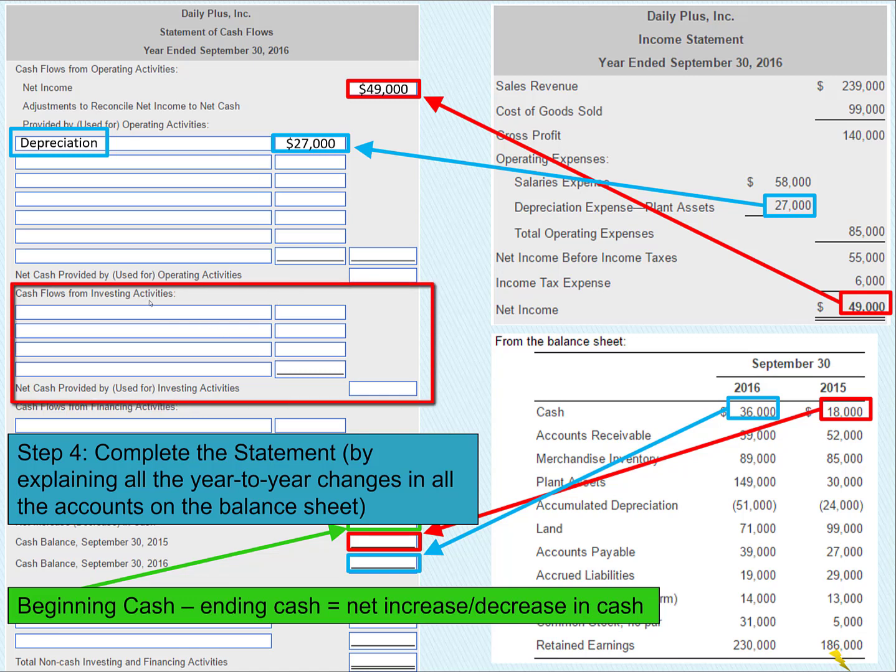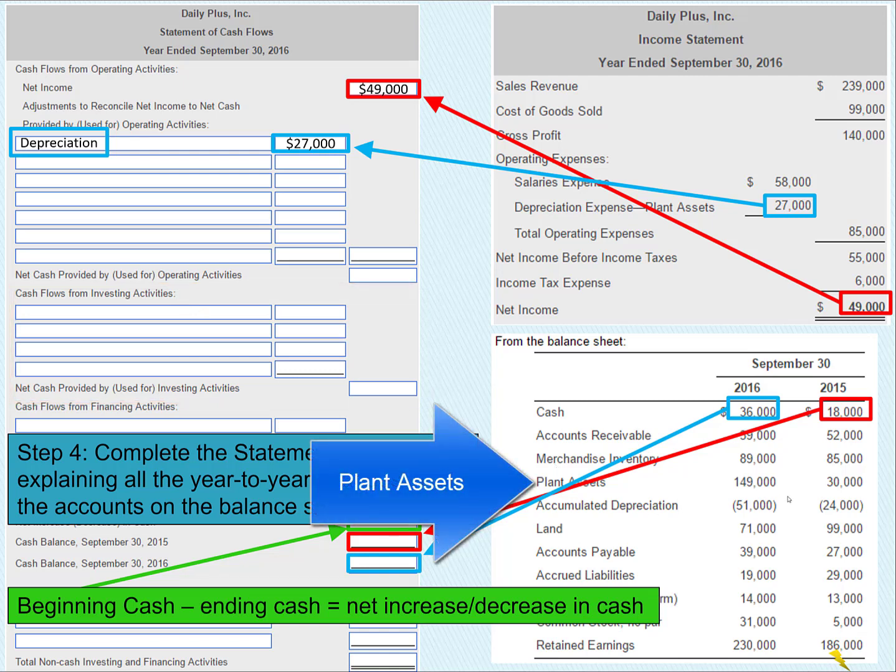And do you remember what goes in the investing activity section? Changes in long-term assets. So let's look at our plant assets. It looks like our plant assets went up from $30,000 to $149,000. So we probably purchased a whole bunch of plant assets. So we would put the change in here, and since plant assets increased, cash must have gone down, so we would subtract that amount. Again, we will do these in more detail later. I'm just giving you a broad overview of what's going on.